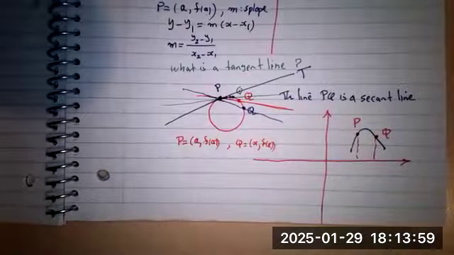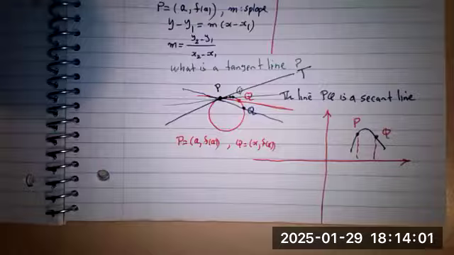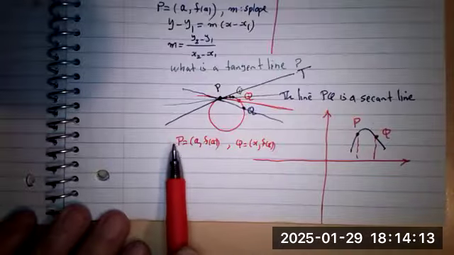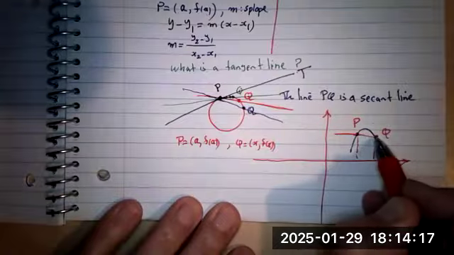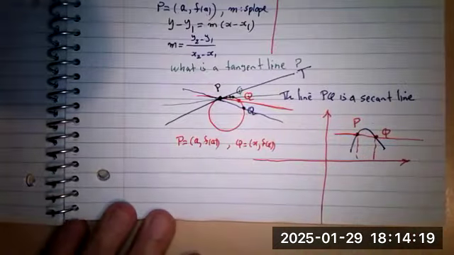Okay, so this is going to be the case that we're going to have. So this is going to be the point. Now, if we get our secant line, this is going to be the secant line.